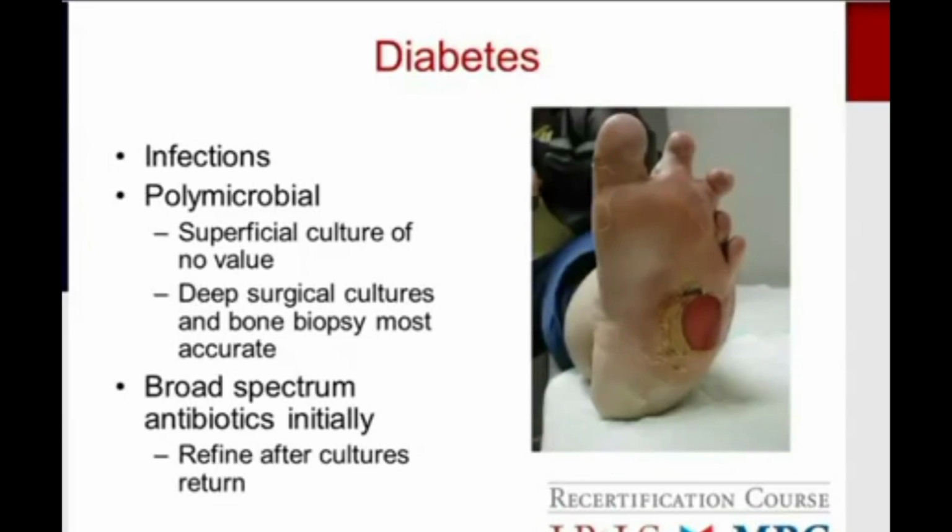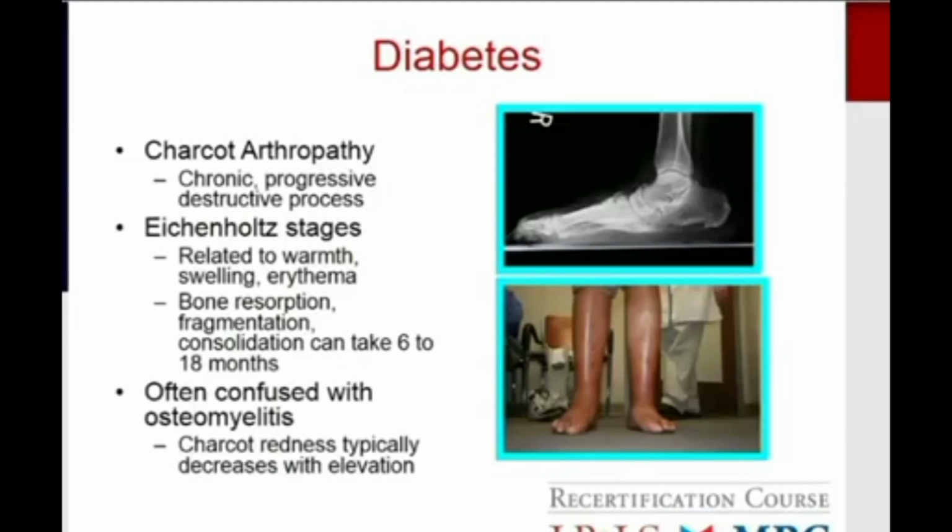If it's an infectious process, they're often polymicrobial. We use broad spectrum antibiotics initially, and we have to get deep surgical cultures. They're the only ones that matter to make sure we target our specific antibiotics to the specific organism once it's all done. In patients that have Charcot disease, it's often confused with an infectious process. Have the patient elevate the leg for about 5 minutes or so. When they do that, if they have Charcot disease, the redness often goes away. If it's an infectious process, the redness does not go away. You can also get a bone scan and a tagged white cell scan to make that determination.